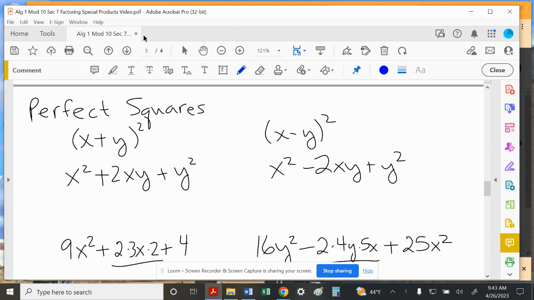So here is a perfect square. Now you've seen these before. We didn't really talk about them being perfect squares, at least not with this terminology. So we have (x plus y) quantity squared or (x minus y) quantity squared.